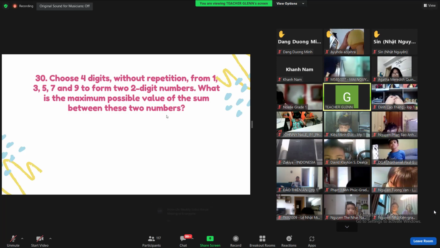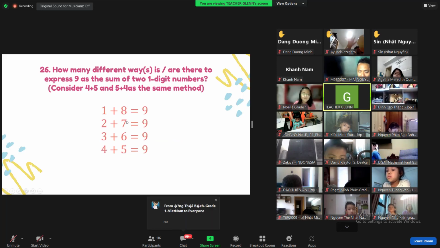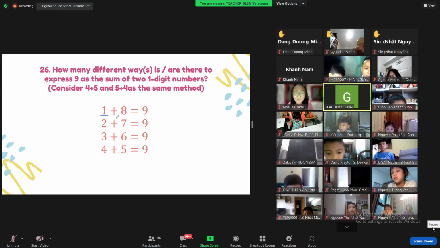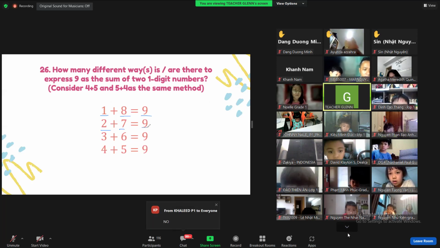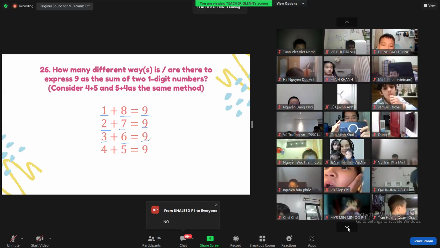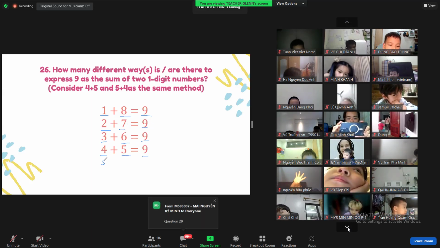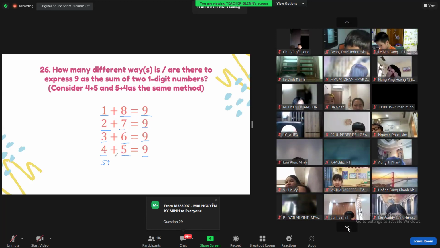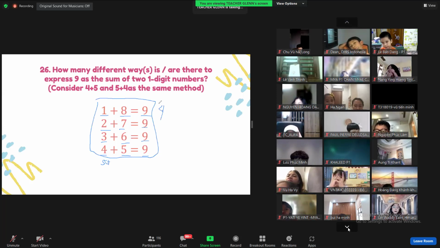Someone asked about number 23. Okay, let's get back to number 26. What we're going to do here is start with 1 paired with 8 to get 9. 2 paired with 7 to get 9. 3 paired with 6 to get 9. The next is 4 paired with 5 to get 9. If we continue with 5, it's going to be paired with 4, so it's repeating. Same with 6, 7, and 8. So we're only going to consider this one. So the answer is 4.